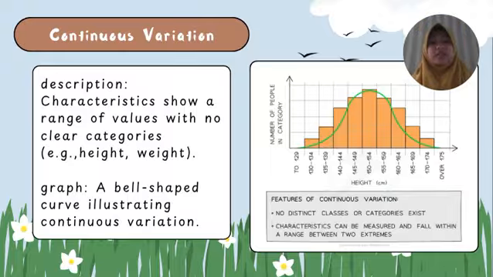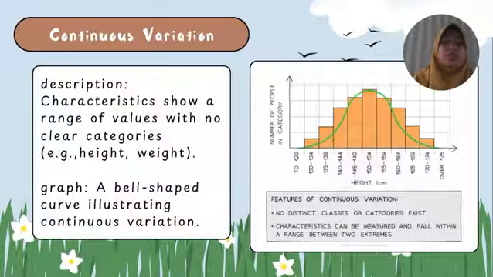The graph is a bell-shaped curve illustrating continuous variation. The features of continuous variation are that no distinct classes or categories exist, and the characteristics can be measured and fall within a range between two extremes.